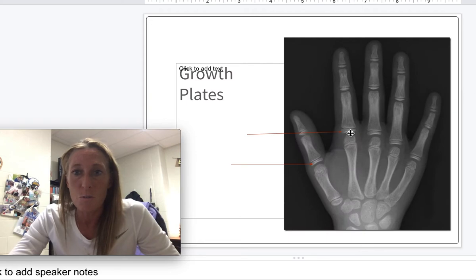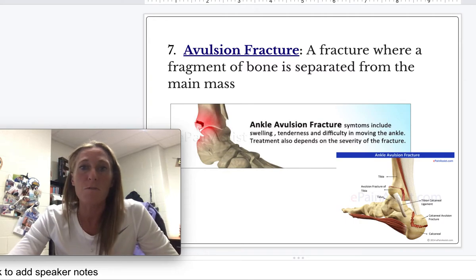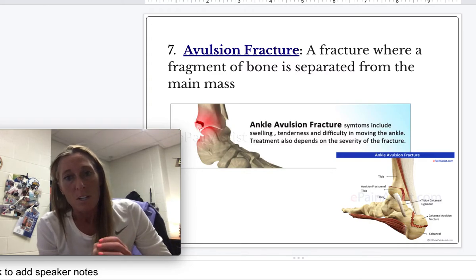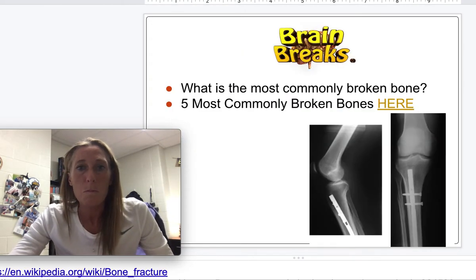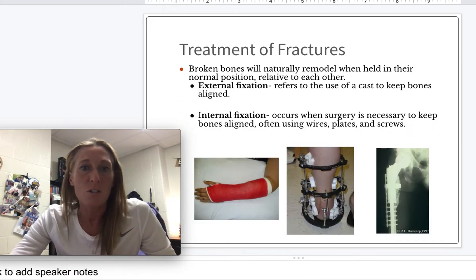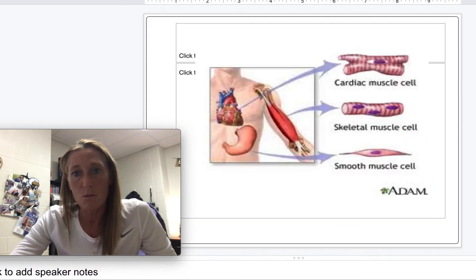Here is the growth plates in an adolescent's hand. And the 7th one is an avulsion fracture. An avulsion fracture is where a fragment of the bone is ripped off. For example, it could be part of the tibia. It could be part of the femur. Acute management of fractures. Talked about internal and external fixations of broken bones.